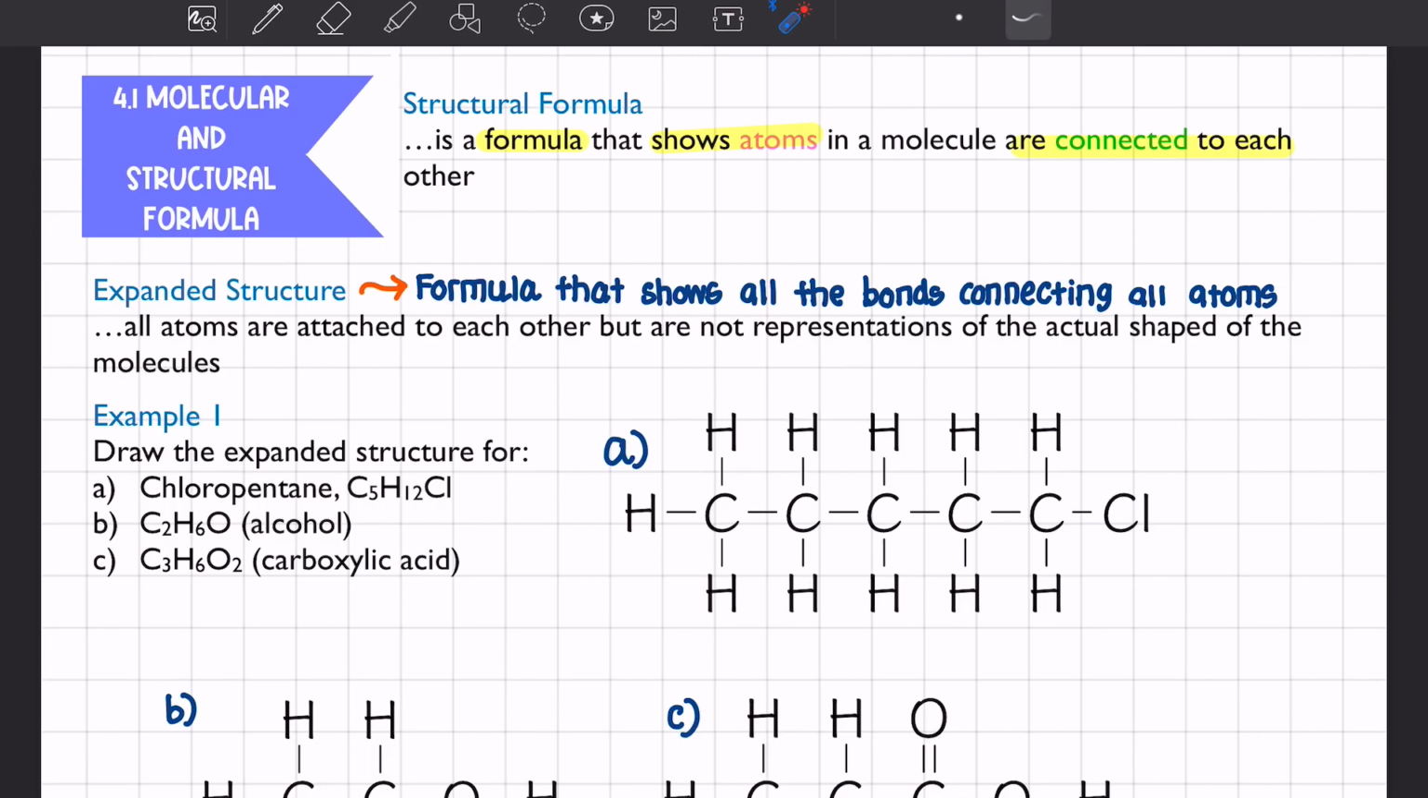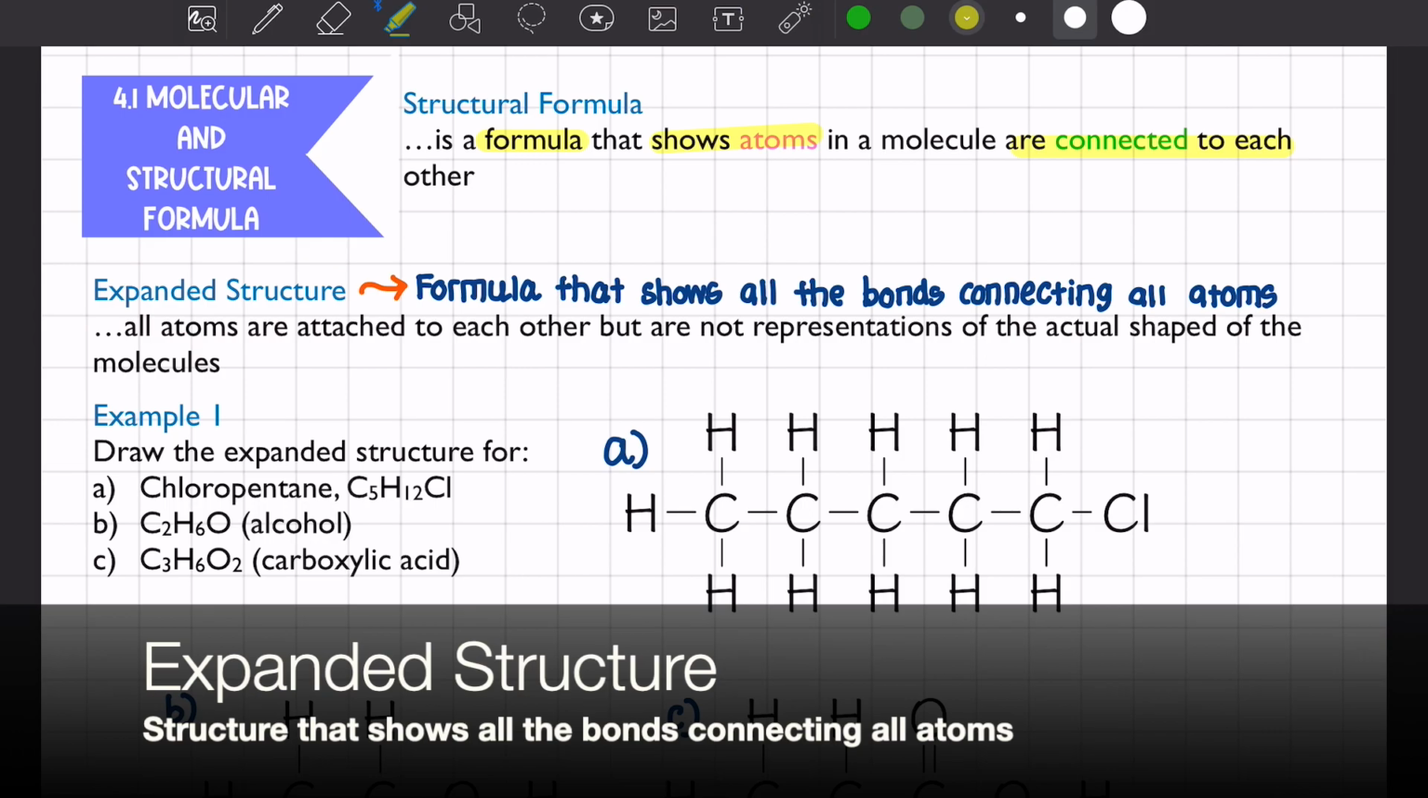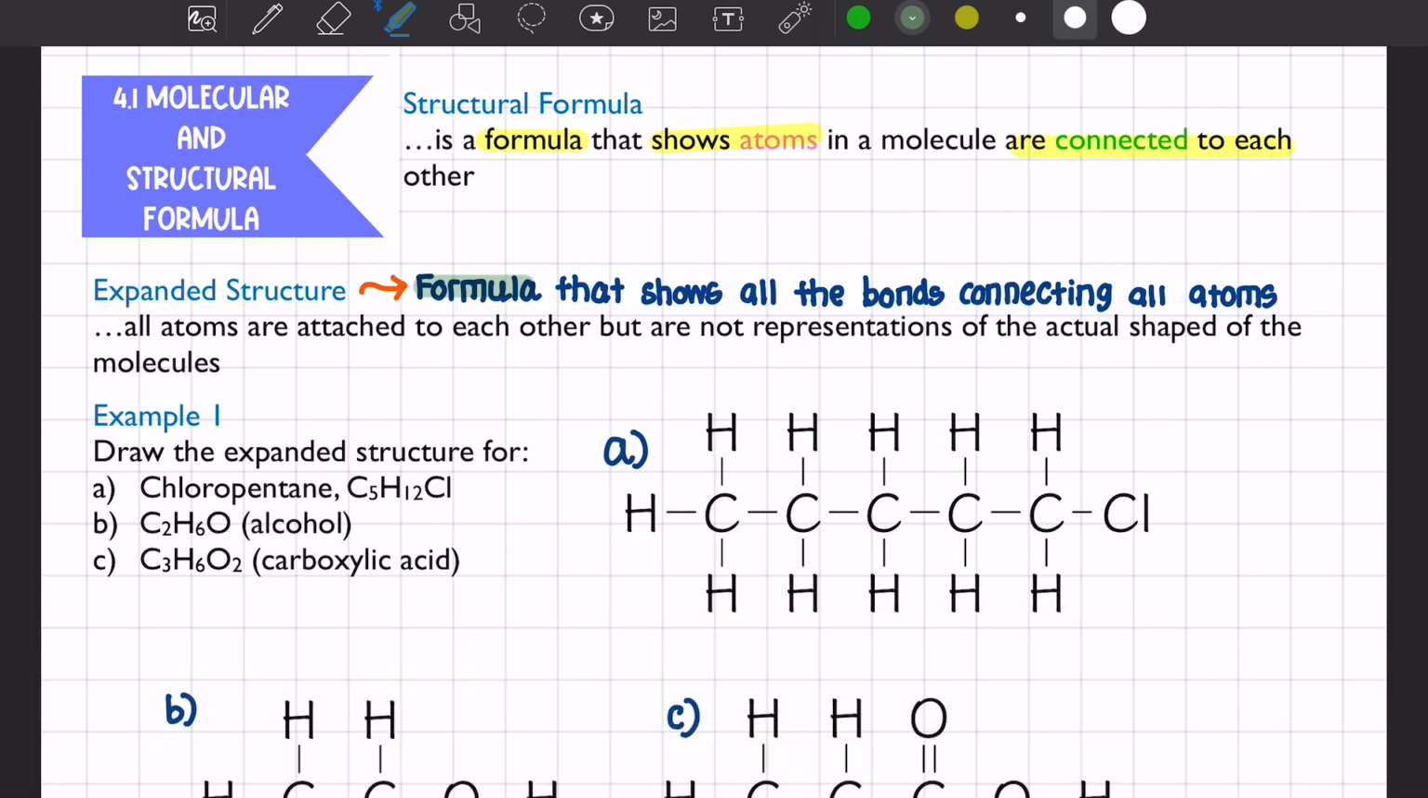Baiklah, basically ada 3 structural formula yang awak kena tahu. Let's have a look at the first one, which is expanded structure. Baiklah, sila tambah dalam nota masing-masing. So basically, expanded structure is the formula that shows all the bonds connecting all atoms. Kita akan tunjukkan bond yang menghubung-kaitkan semua atom yang ada.